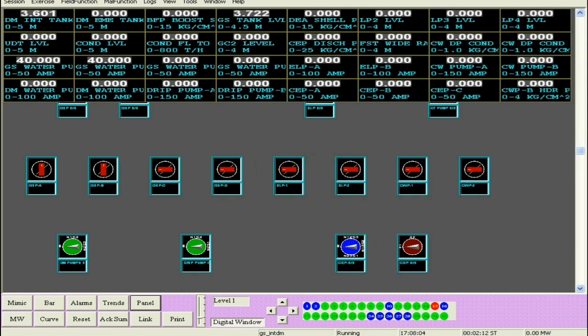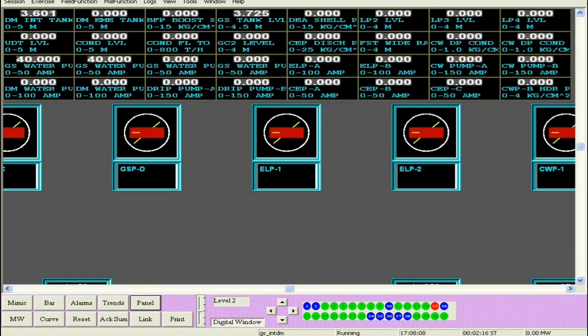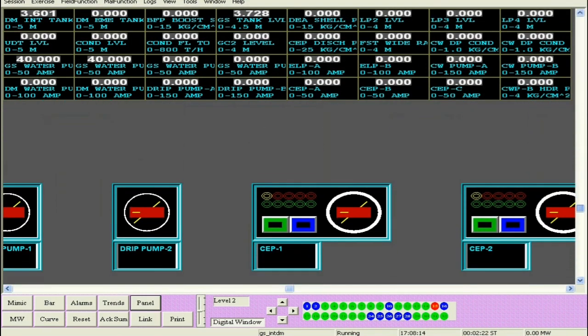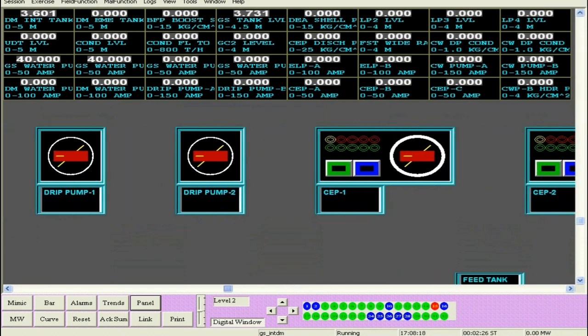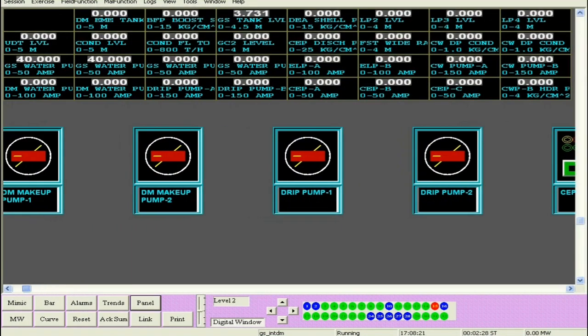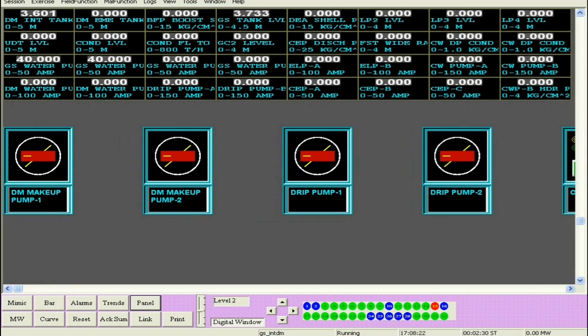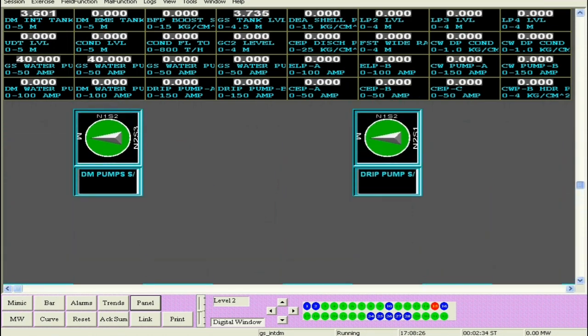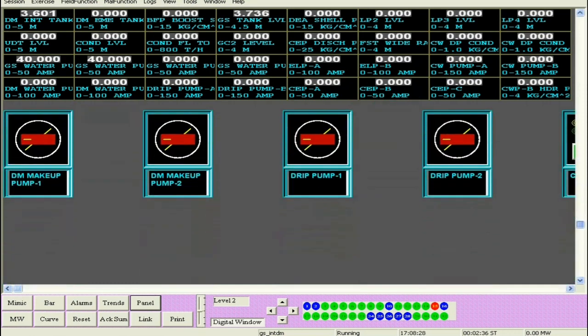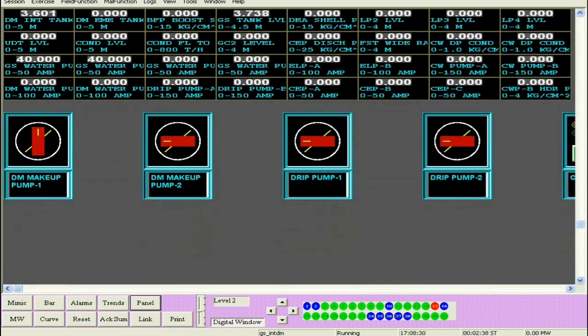So it is on the condensate panel. We have got this condensate panel. We will check the auto manual selection, whether it is on manual or not. These are the DM makeup pumps 1 and 2, and we check the auto manual also. We see that it is on manual, so that we can now start the DM makeup pump number 1.